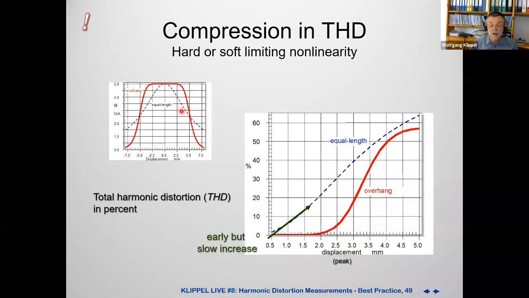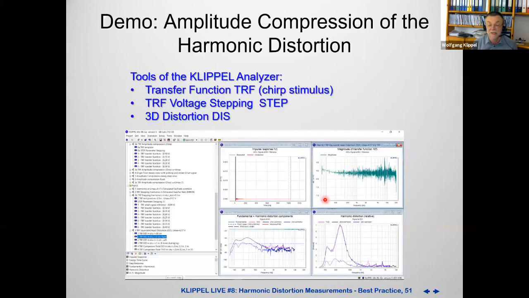And if we are driving this to 5 millimeters, we have almost the same for the inexpensive equal length coil and for the expensive overhang coil. Here the equal length has the benefit of a very smooth increase. We have only second and third order distortion. But here it is a steep but late decay. Okay, now let's do some measurements with different voltages. For that, we can use the 3D distortion.